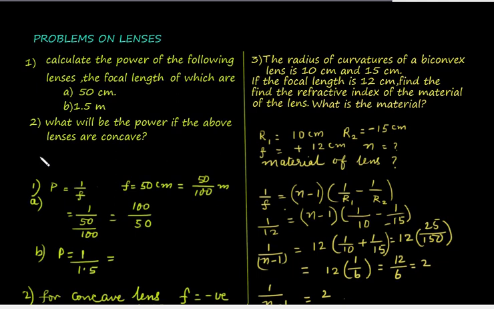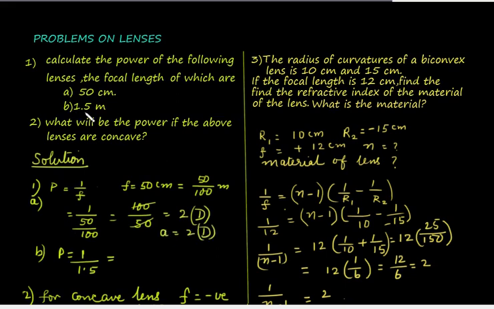Now, what is the solution? We use the formula power P is equal to 1 by F. F is 50 centimeter in the first case. 50 centimeter means we have to convert that into meter. So it becomes 50 by 100 meter. So this equation becomes 1 by 50 by 100, which is equal to 100 by 50. On solving, this will become 2. So the power of lens A is 2 diopter. The unit of power is diopter. So for the first question A, the answer is 2 diopter.